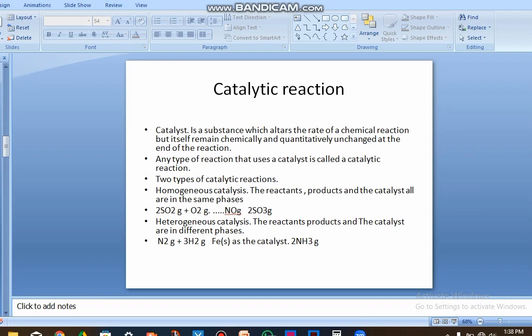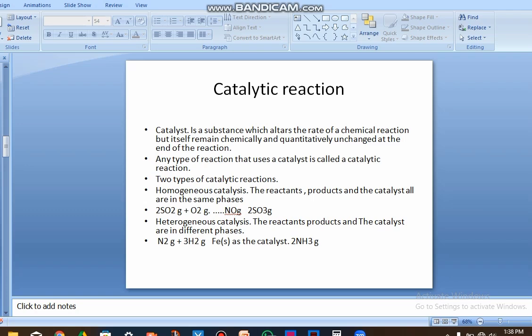Okay, so look at the second one. Any type of reaction that uses a catalyst is called a catalytic reaction. Are you getting it now? Any type of chemical reaction that uses a catalyst is called a catalytic reaction. Please take note.